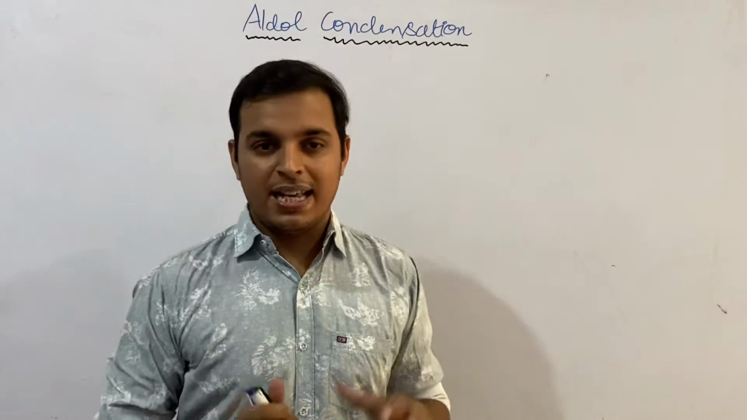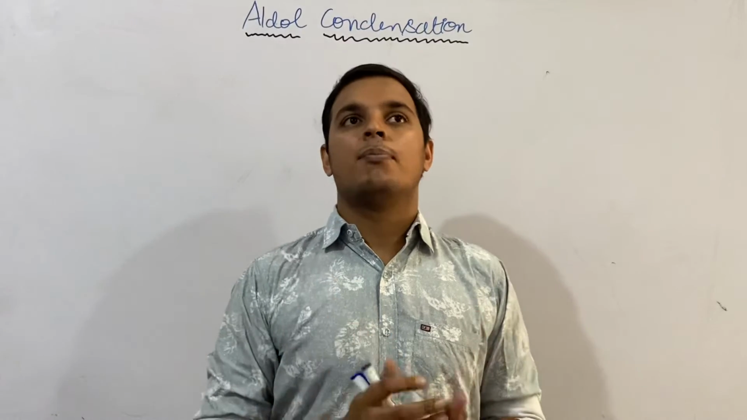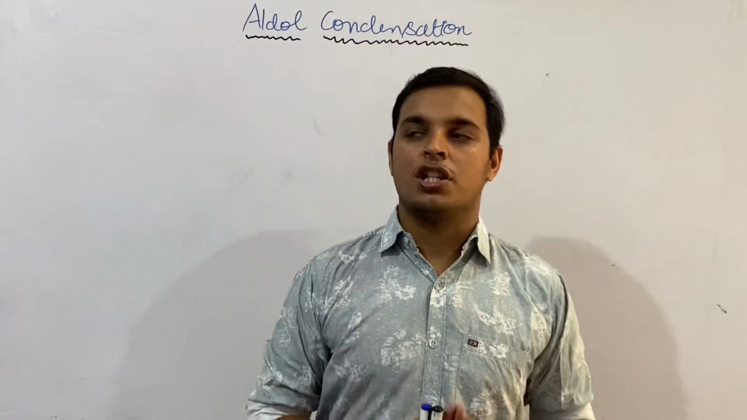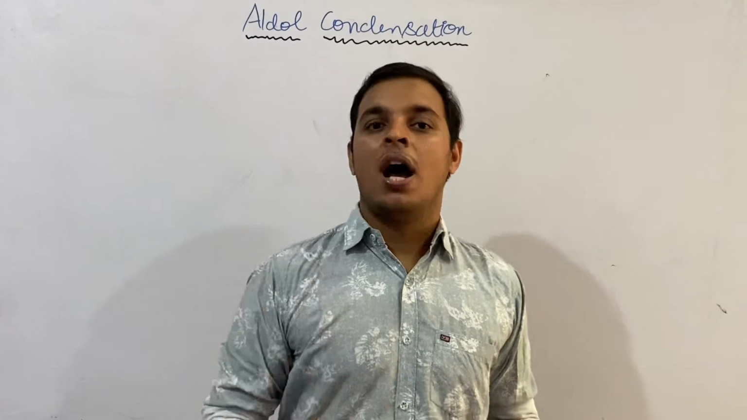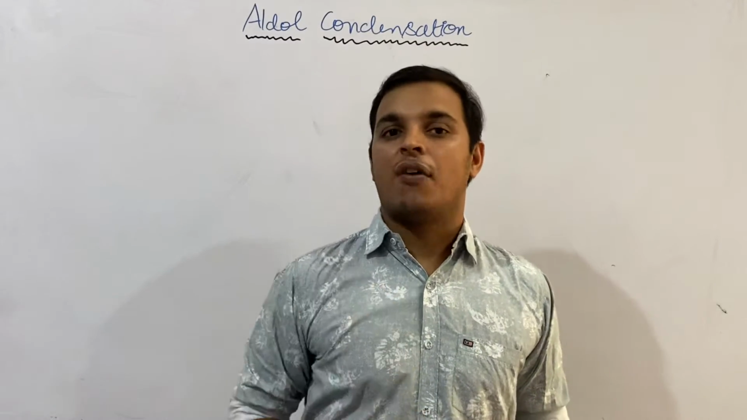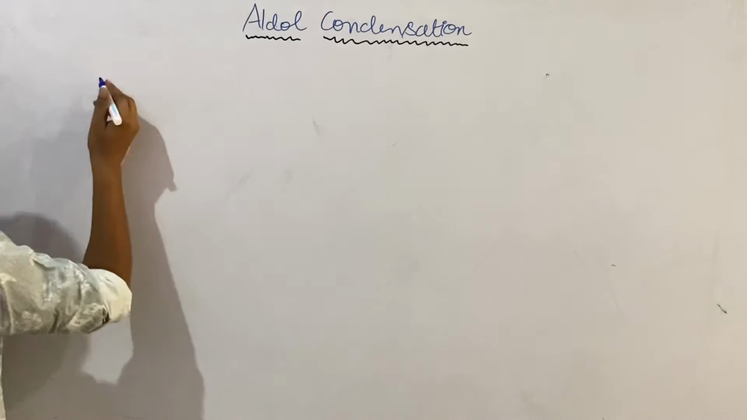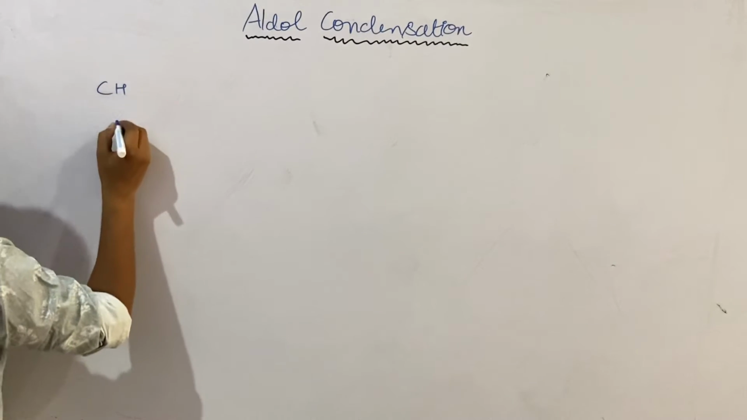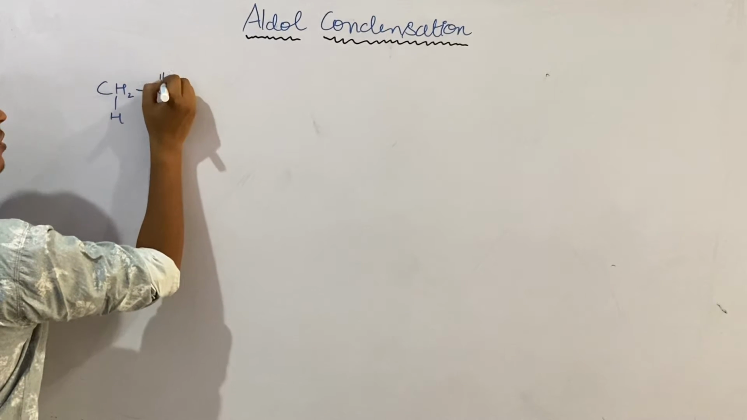The Aldol condensation is studied for carbonyl compounds. The carbonyl compounds which show the Aldol condensation are aldehydes and ketones which have alpha hydrogen. So what is alpha hydrogen? Let's take an example. I am drawing acetaldehyde. This is the acetaldehyde, you all know, guys.